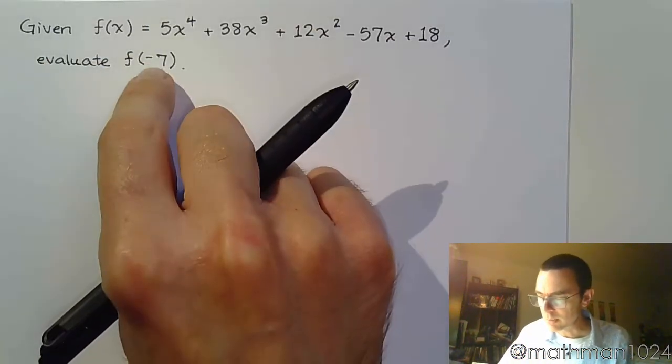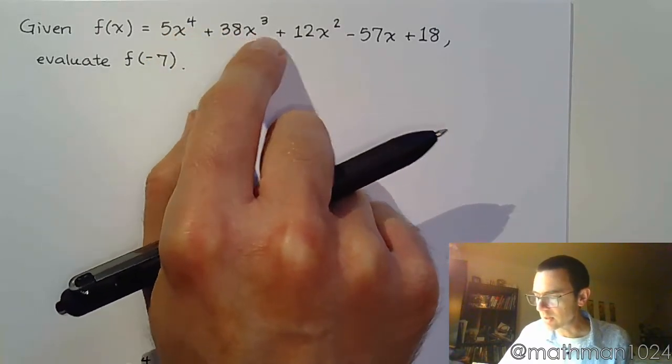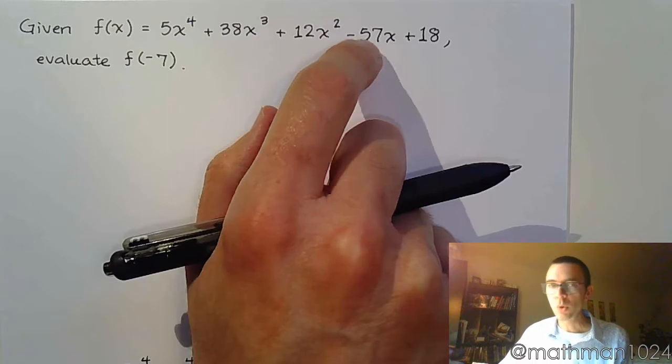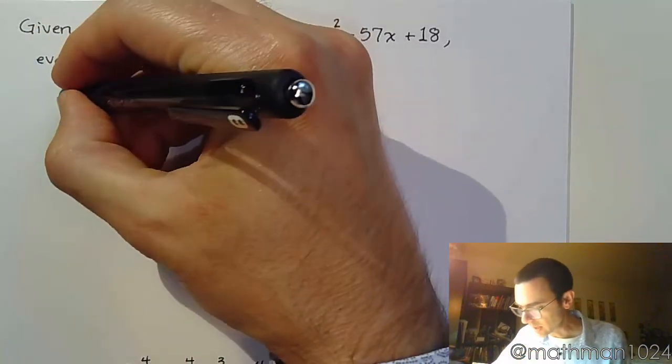So you could plug -7 into all of these x's and do the work. But that's going to be a lot of work. And no, you don't want to do that, okay? So instead of doing all of that, we're going to use synthetic division.